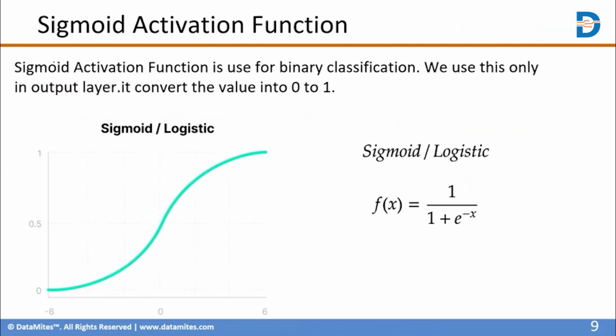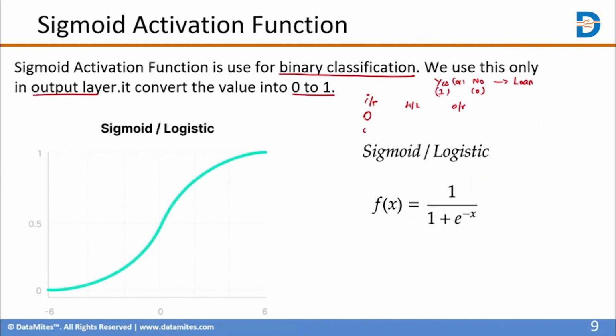First is the sigmoid function. The sigmoid function is basically used for binary classification, and it is used only in the output layers. It usually converts the value into 0 and 1. Suppose, consider the scenario where a loan is provided to a particular person or not. So it's a yes or no case, right? Yes means 1, no means 0. We are constructing hidden layers, output layers, and input layers.